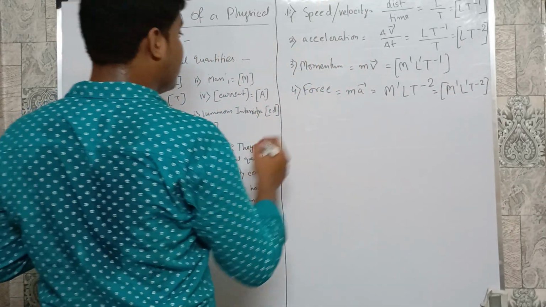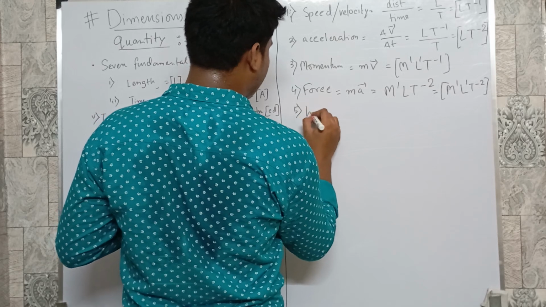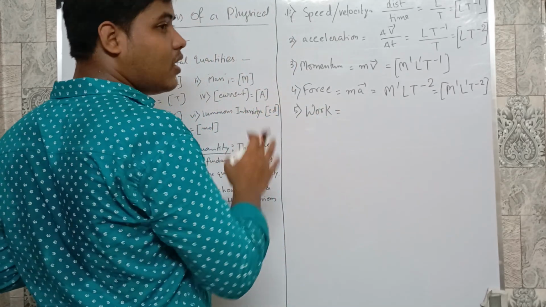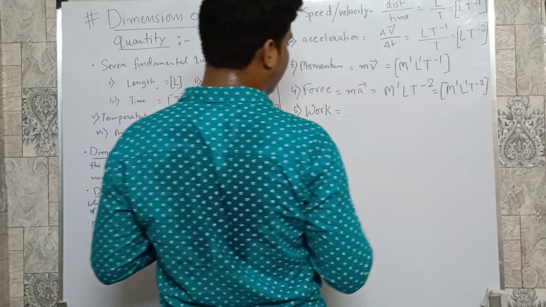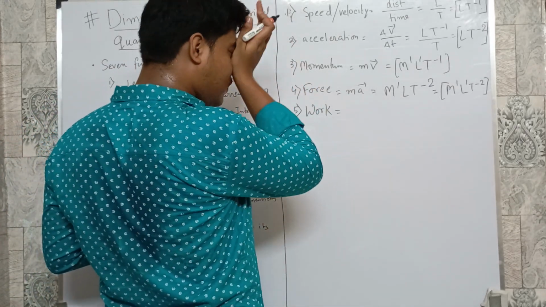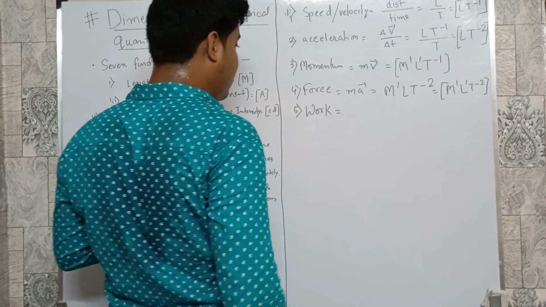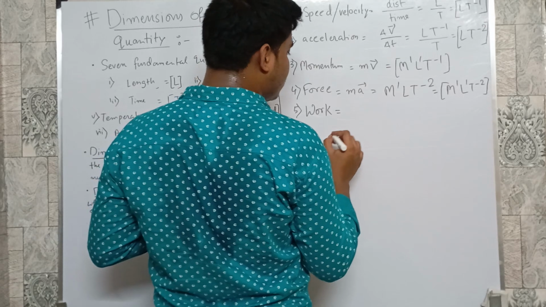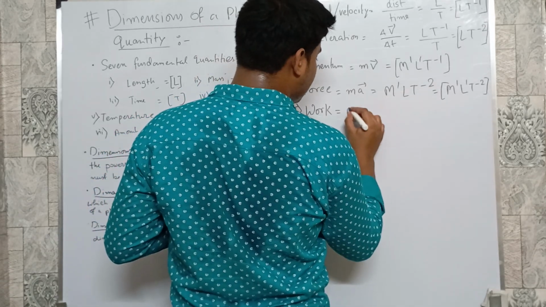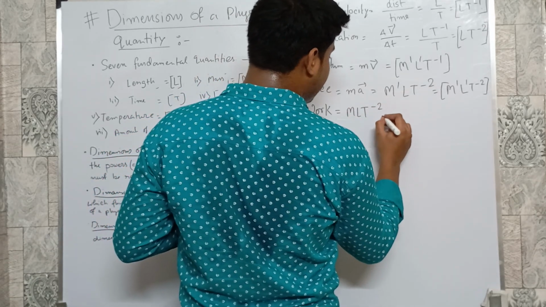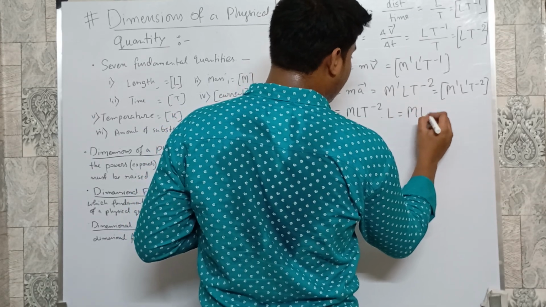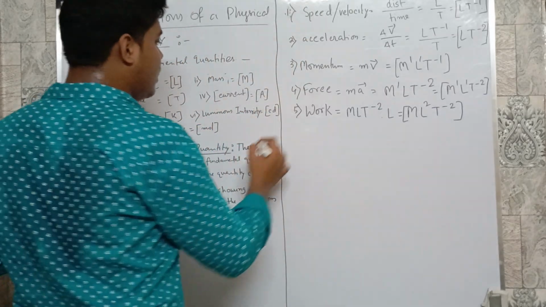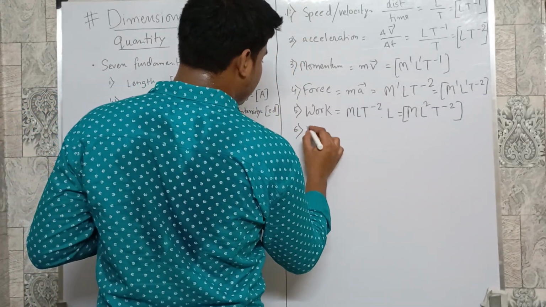Okay, next is work. So what will be the dimension of work? We know work equals force into displacement. Though it is F dot R, we have not studied vector multiplication or scalar multiplication yet. So work done will be force into displacement. For force we have found the dimension is MLT^-2 and displacement is L, so it will be ML^2T^-2. Third bracket.